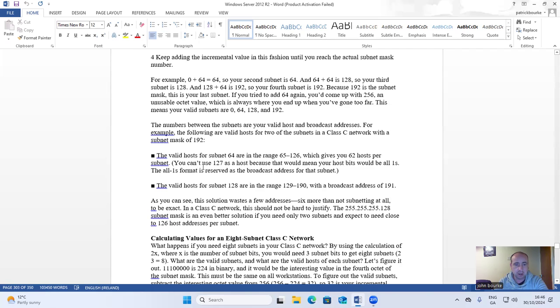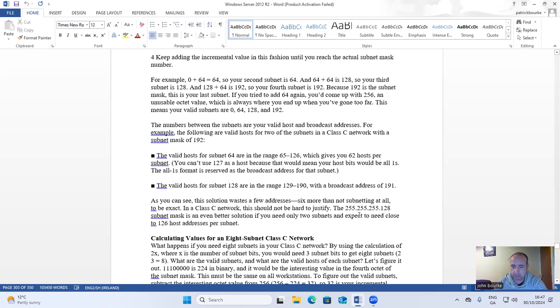You can't use 127 as a host because that would mean your host bits would be all ones. The all ones format is reserved as the broadcast address for that subnet. The valid hosts for subnet 128 are in the range 129 to 190 with a broadcast address of 191. As you can see, the solution wastes a few addresses, 6 more than not subnetting at all, to be exact. In a Class C network, this would not be hard to justify.